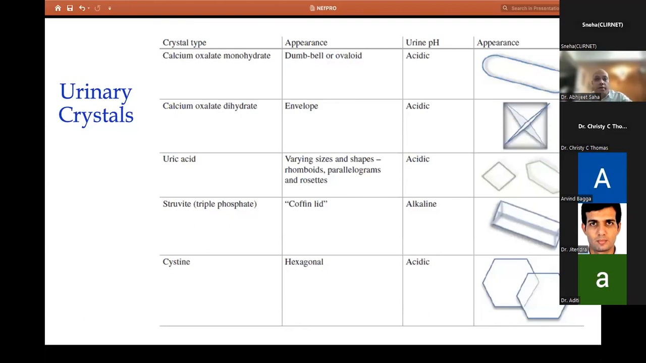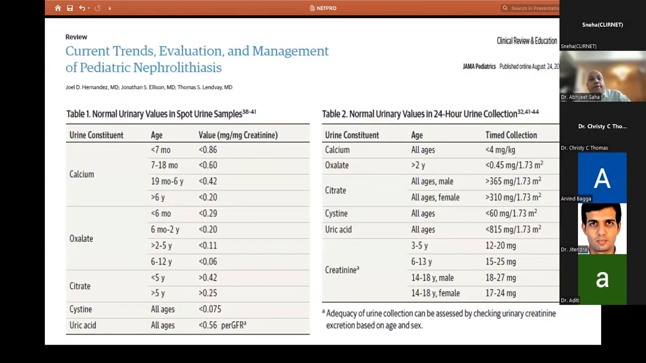Now, you need to assess the kidney functions in the urine, in cases of nephrolithiasis or nephrocalcinosis, in terms of metabolites. So what metabolic abnormality they are having. So you can send certain metabolic parameters in a spot sample, and also the same after resolution of the urinary tract infection in a 24-hour collection.